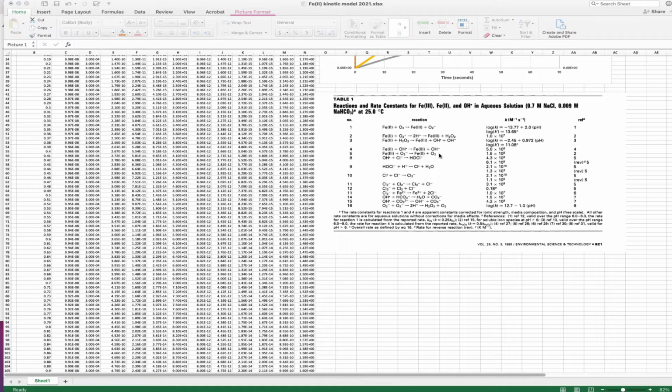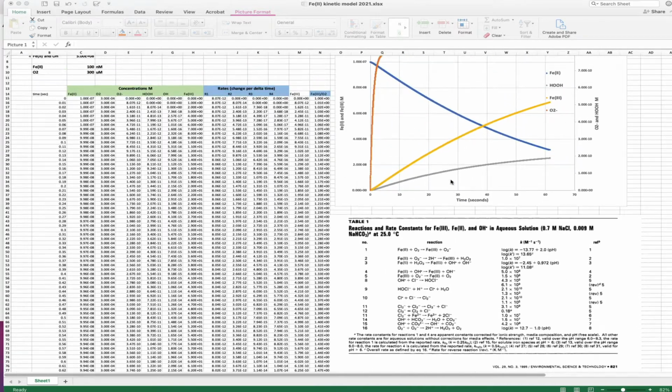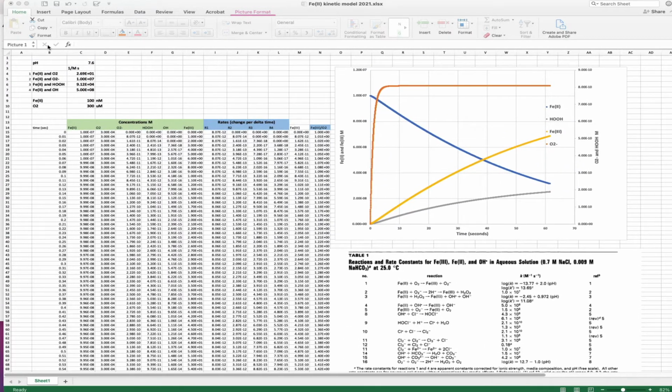I'm going to ignore that reaction for today's treatment, but it is common that the mechanisms that we describe in an academic context are often a little bit simplified, and in this case, that is certainly true. So now that I have these reaction rates, I can go up into my spreadsheet, and let's see how I implemented this. So click 7.6, that's going to be the pH to get started.